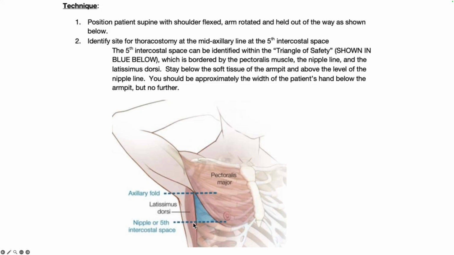We're going to stay in front of the latissimus dorsi and behind the pectoralis. And we can use the patient's size hand in here to find that space. We can use the little guides that we have. You can follow that fifth intercostal space up and around to where we're going to go. All of those are going to get you to the same spot, and you should do all of them.